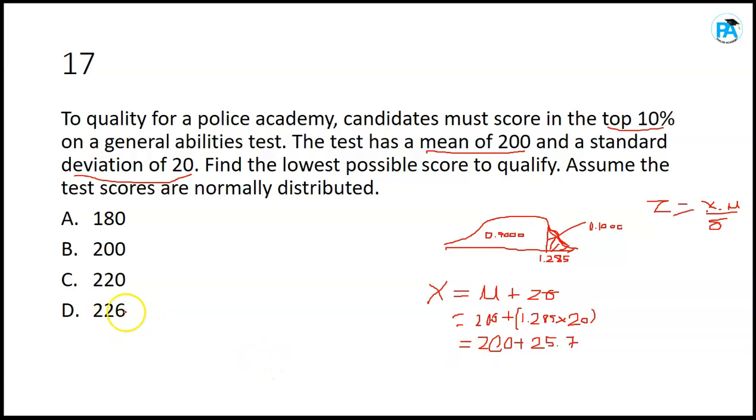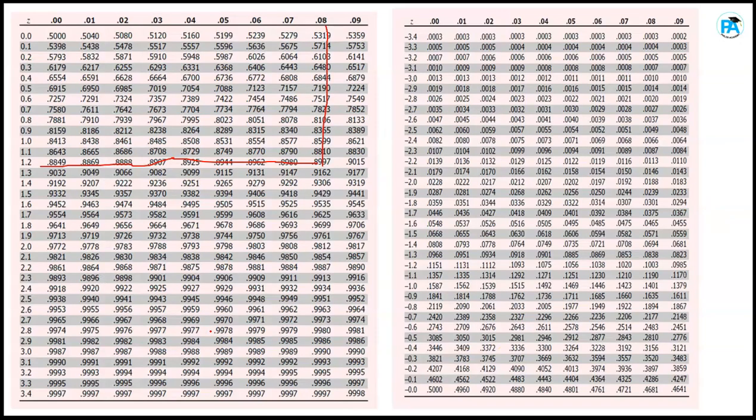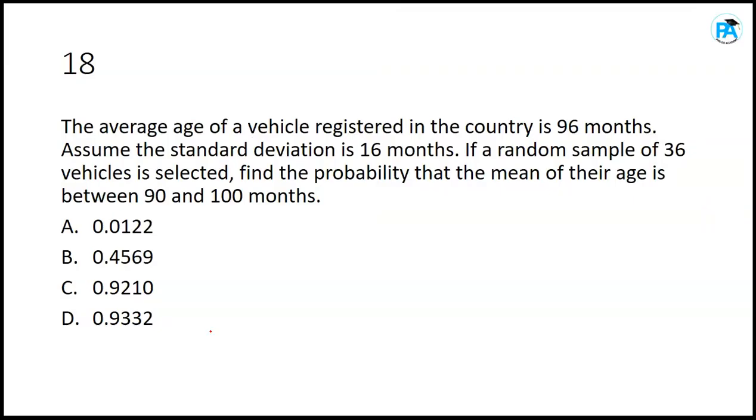But you can see 225.7 here, so the closest number to 225.7 is 226. So you choose 226 as your answer. So the correct answer for this is D. Okay, so let's go to question 18.